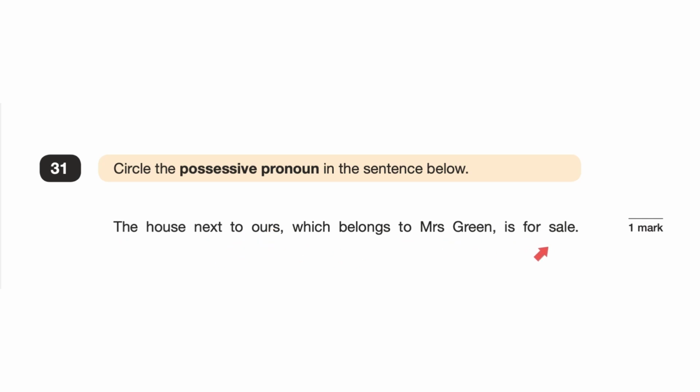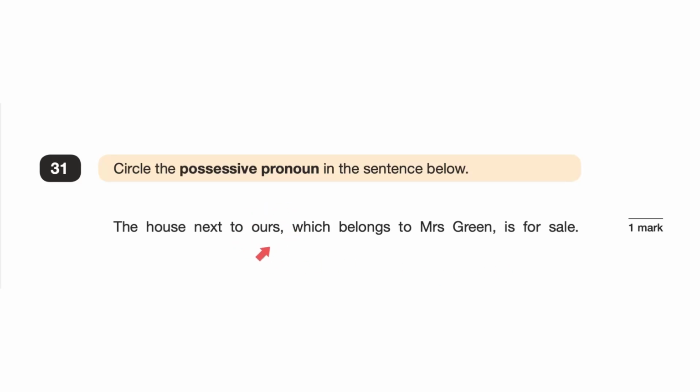And again, I think with these questions, what they're doing is just making the difficulty slightly harder. So rather than saying our house or a question that says our house, where it would be very obvious, it's the house next to ours. Okay, so there's just that little twist within the sentence that makes it a little bit more difficult to spot and is really testing your understanding of showing ownership. Okay, that possessive pronoun, it's our house. So the house next to ours, which belongs to Mrs. Green, is for sale. So very, very straightforward.